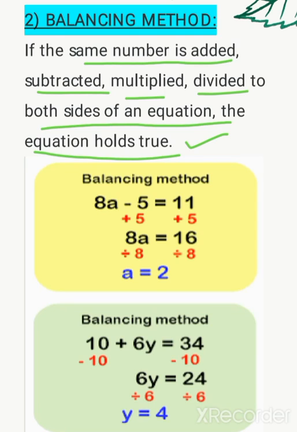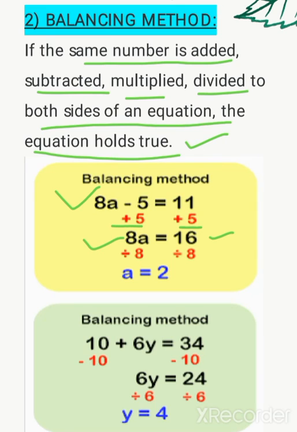Okay, so now let us talk about balancing method with the help of an example. So our first example is 8a minus 5 is equals to 11. We have to solve this equation by balancing method. That means we have to find the value of a. So as we have just discussed that we can add, subtract, multiply and divide the same number on both the sides of the equation. So here it is minus 5 and we have to cancel this minus 5. So we are adding 5 on both the sides, and minus 5 plus 5 will give us 0. So in the left hand side we are getting 8a only, and 8a will be equals to 11 plus 5, 16.